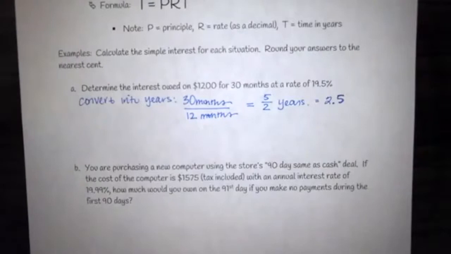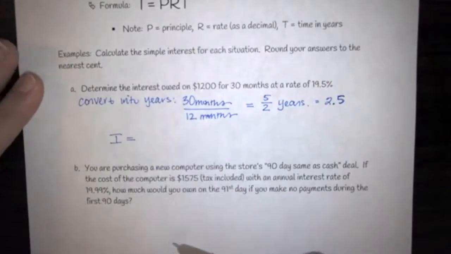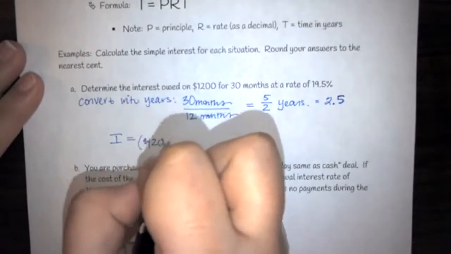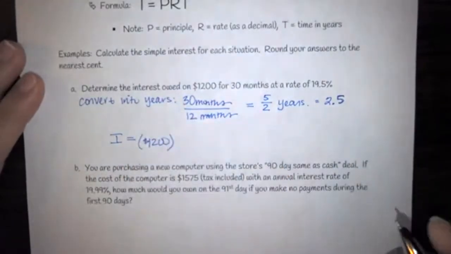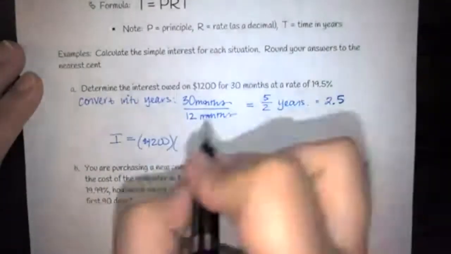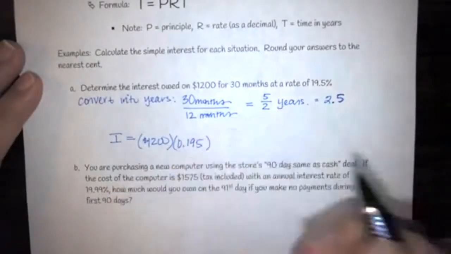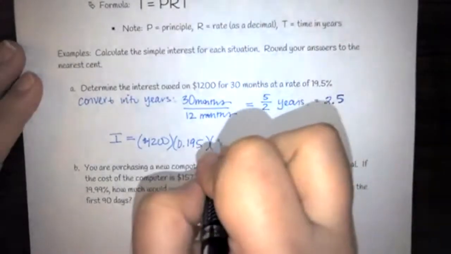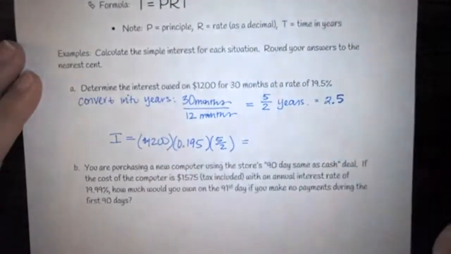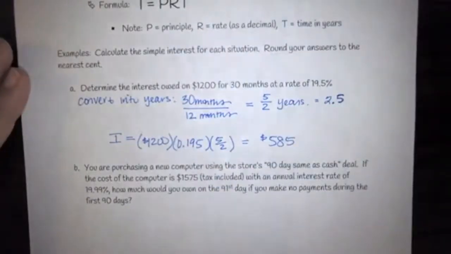So now, we just simply have to plug in what we know. My interest is going to be the amount of money, so this is going to be my $1,200, times your rate, so 19.5% needs to be converted to a decimal, so divide by 100, 0.195, and then times your years. So that would be your 5 halves of a year. And that is going to give you an answer of $585. Okay.